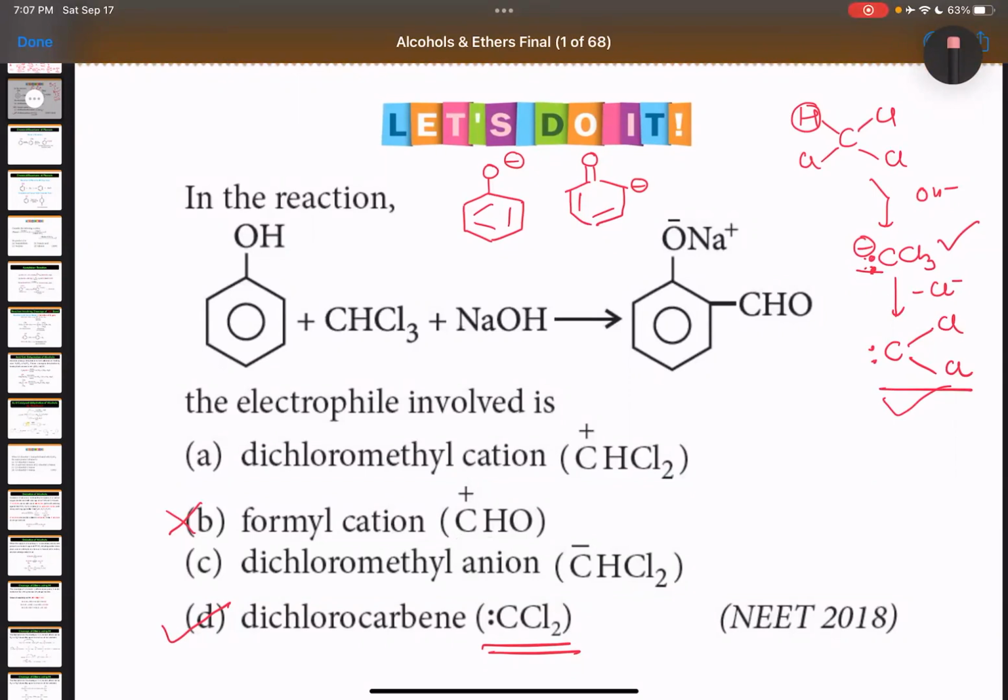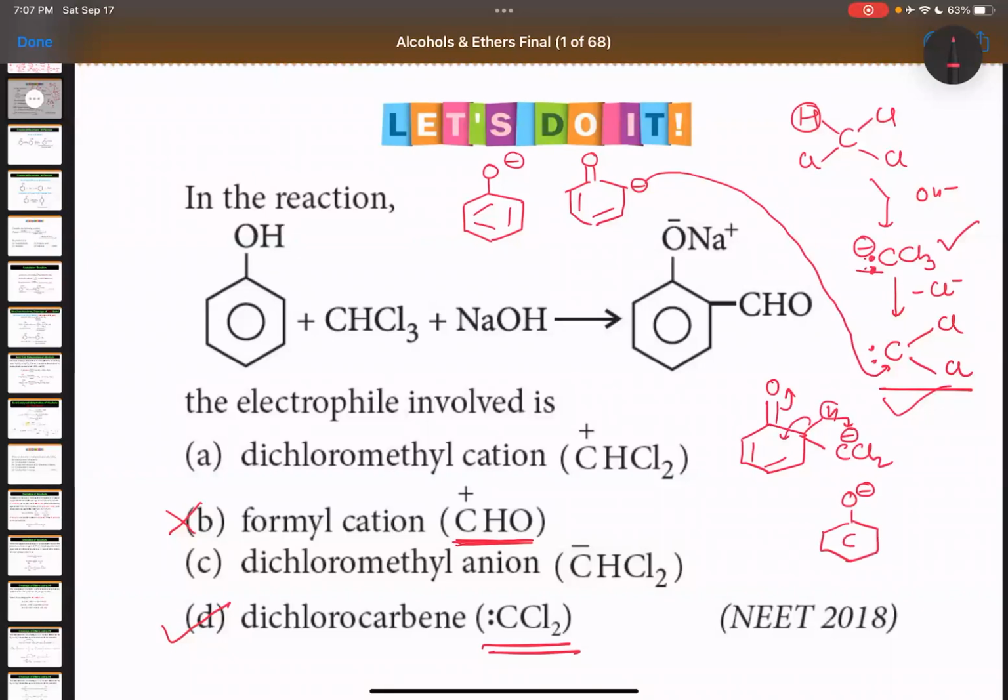Normally in most of the EAS reactions, the electrophile is of the usual type, which was the first option. But in this case the electrophile is different. So what happens here is this electrophile comes and joins itself to the ring, and the CCl2 minus takes away the H. The electrons get back into the benzene, so again it becomes O minus and this becomes CH.